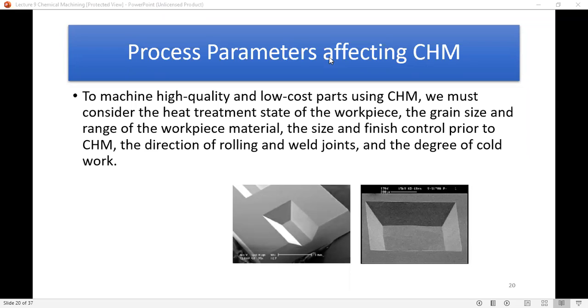So if you have a workpiece that is produced using a rolling process, then it's different compared to a workpiece that is produced using a casting process, right? So when you etch those two workpieces, the result will be different in terms of surface roughness, in terms of material removal rate, and so forth. Right? So that needs to be understood.